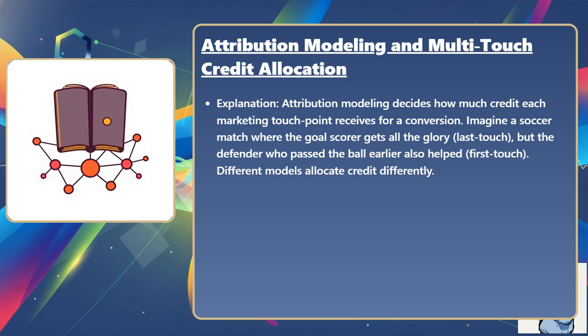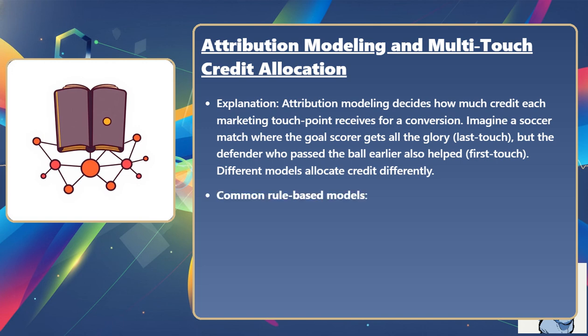Explanation. Attribution modeling decides how much credit each marketing touchpoint receives for a conversion. Imagine a soccer match where the goal scorer gets all the glory, last touch, but the defender who passed the ball earlier also helped, first touch. Different models allocate credit differently.